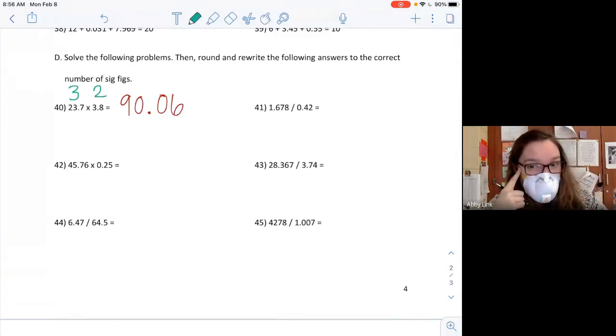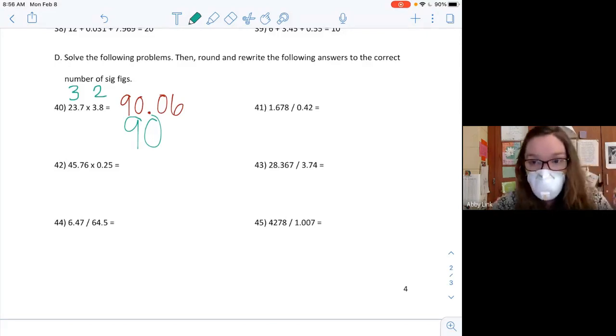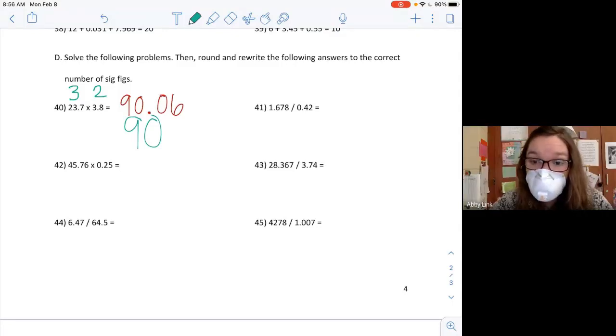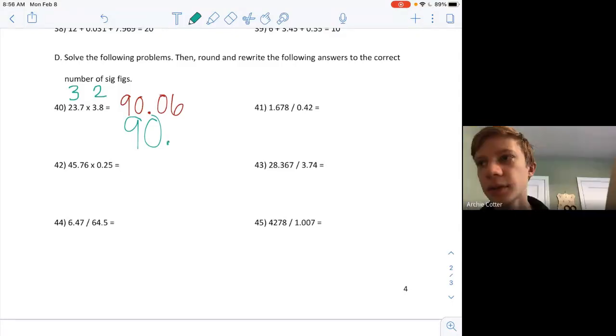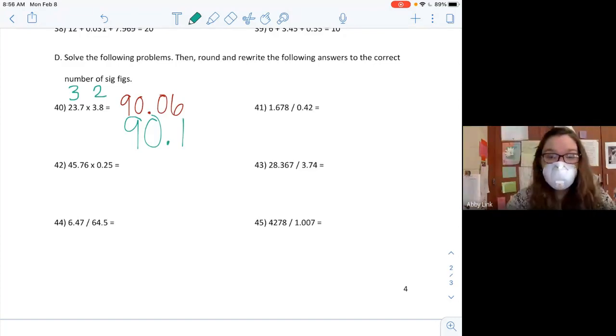Anybody have an idea? How would I write this number with 2 sig figs, John? John has it figured out. Luke says 90. You fell into my trap, Luke. I'm so sorry, 90 only has 1 sig fig. Couldn't you do 90.1? But Archie, that would be 3. We're really in a pickle here. Okay, John did figure it out.